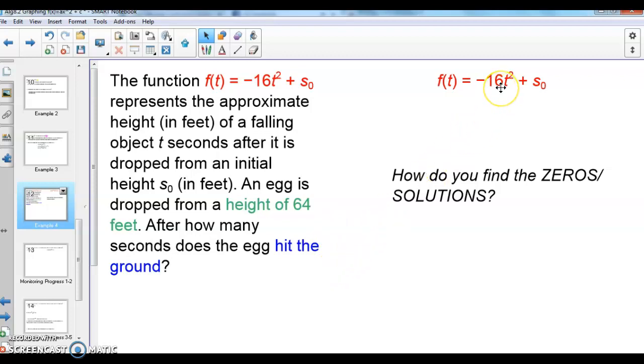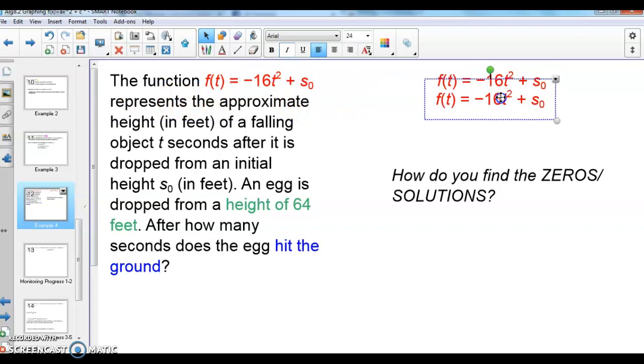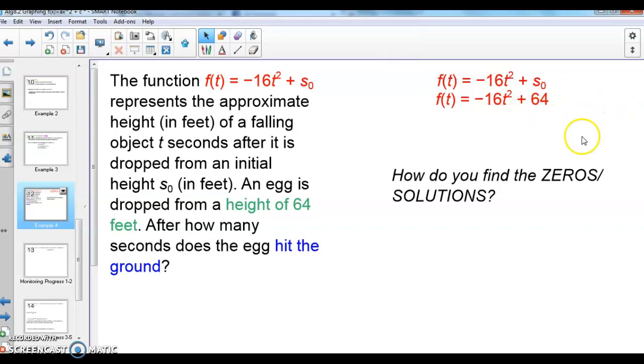So how are we going to use this function to solve for the time that the egg reaches the ground? Let's try to figure out some quantities here that we can replace. Let me copy this down so I don't have to write it all over again. We know that the egg is dropped from a height of 64. So that's the initial height in feet. That means we're going to replace s sub 0 by 64 feet. So plus 64. All right.